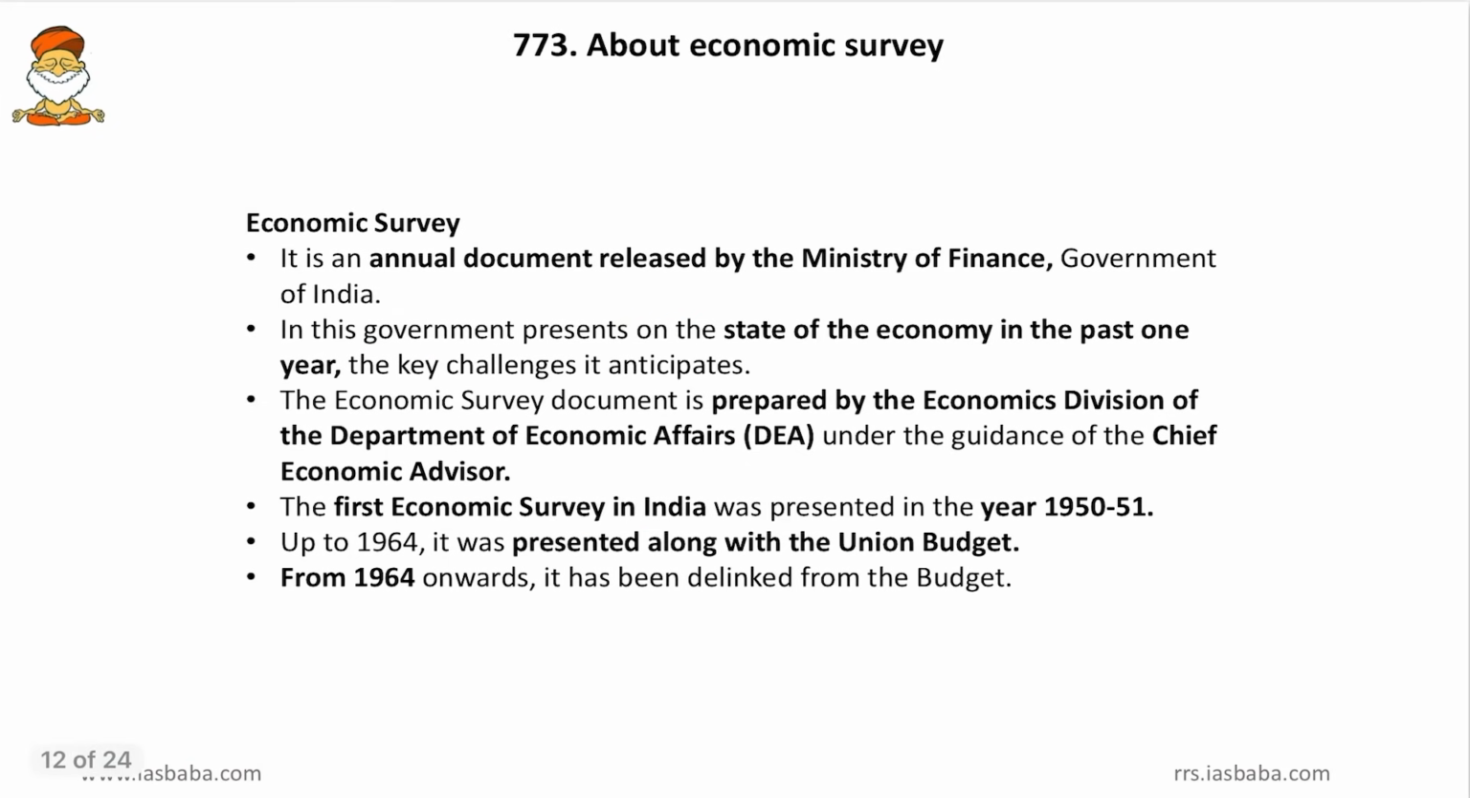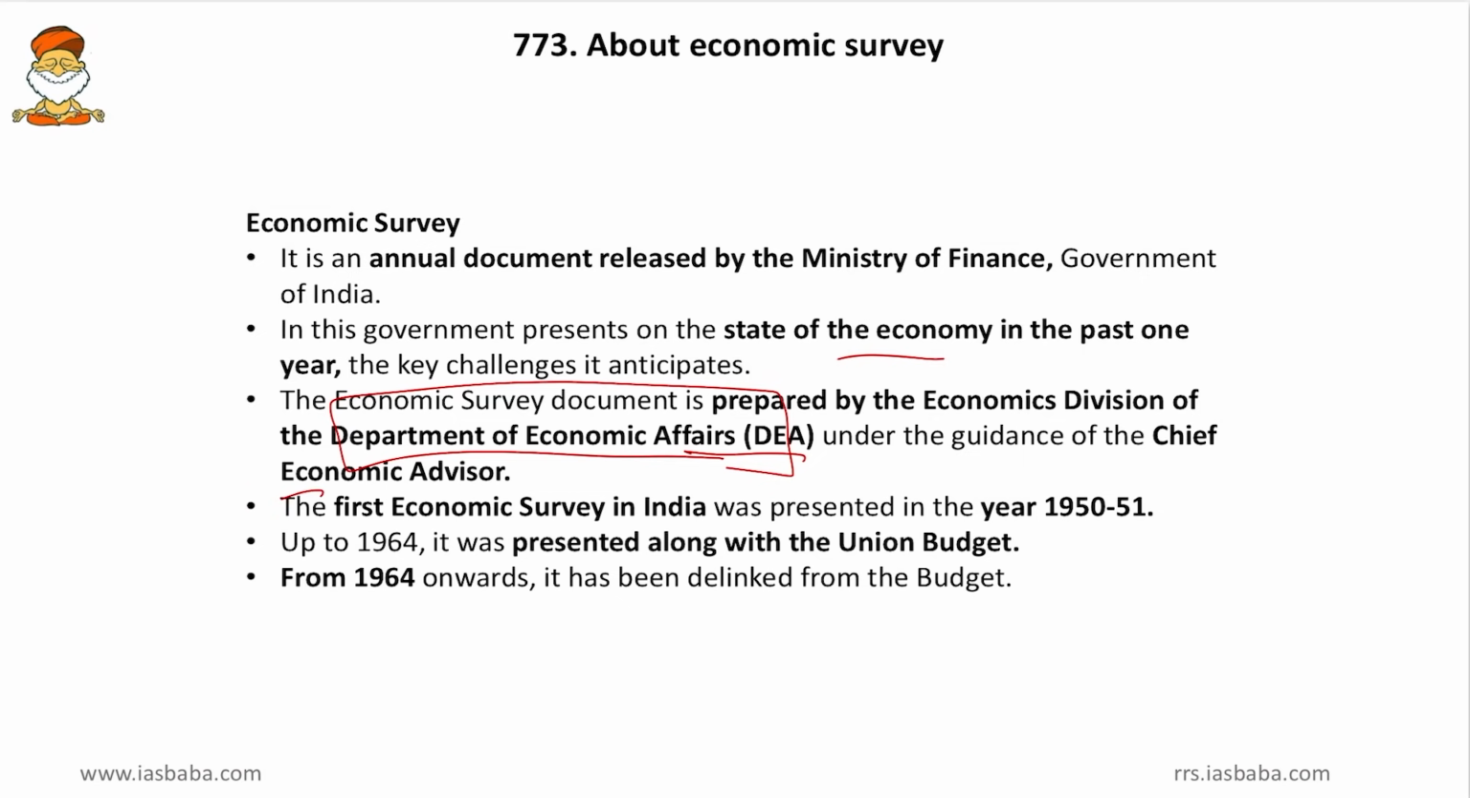Now, coming to the first one, that is the legal basis of the economic survey. Friends, it is an annual document released by the Ministry of Finance, Government of India. Yes, we know that. In this, the government presents statistics on the status of the economy in the past 1 year and the key challenges it anticipates in the future. So the past year's economy will be stated in the economic survey. The economic survey document is prepared by the economics division of the Department of Economic Affairs. Friends, this Department of Economic Affairs is worth remembering here. It is prepared under the guidelines of the Chief Economic Advisor. So the Chief Economic Advisor is the sole person responsible for the economic survey.